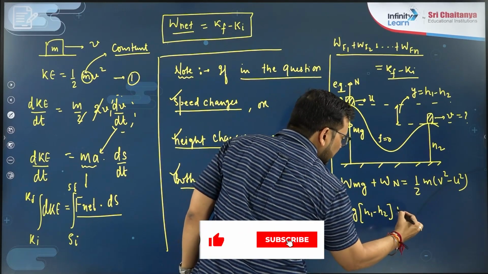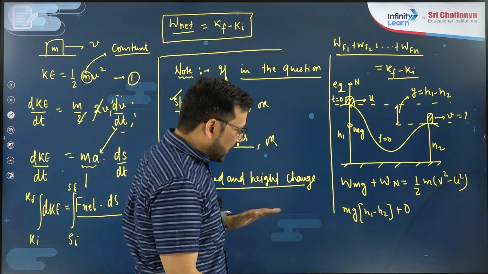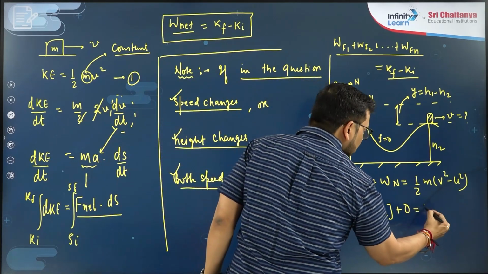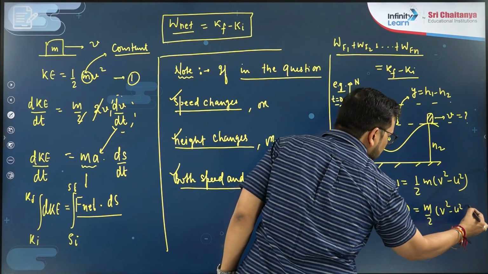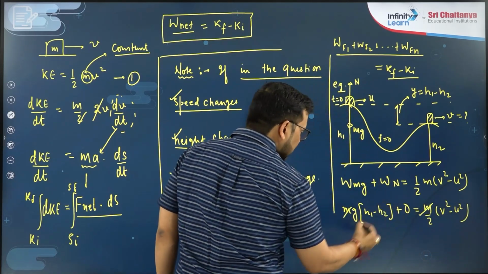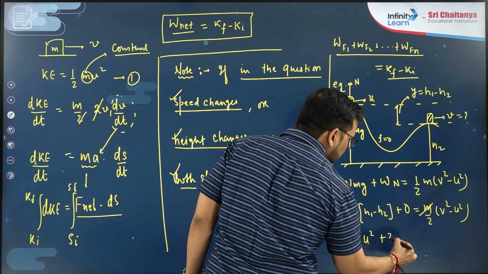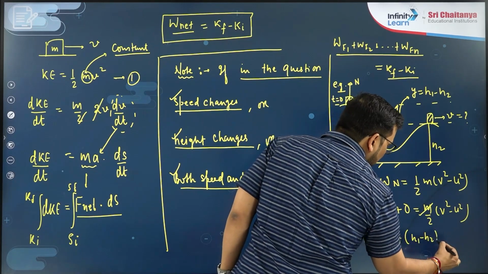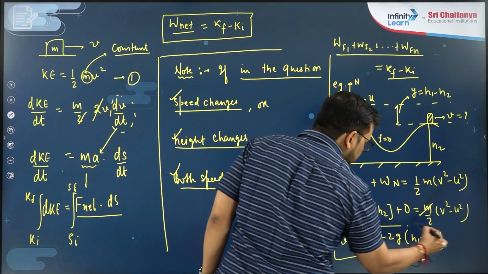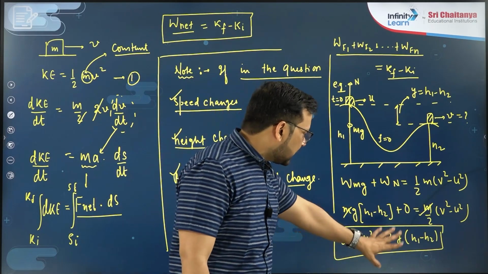As I said, work done by normal will be 0 because normal is perpendicular to velocity here, or perpendicular to displacement. And this will be m by 2 into v square minus u square, and m cancelled, and that is the same formula of your kinematics: v square equal to u square plus twice g into delta h, h1 minus h2. You might think I can solve this with kinematics, but that was not the point. The point is simply this: if I take the square root of this, I will get the answer.